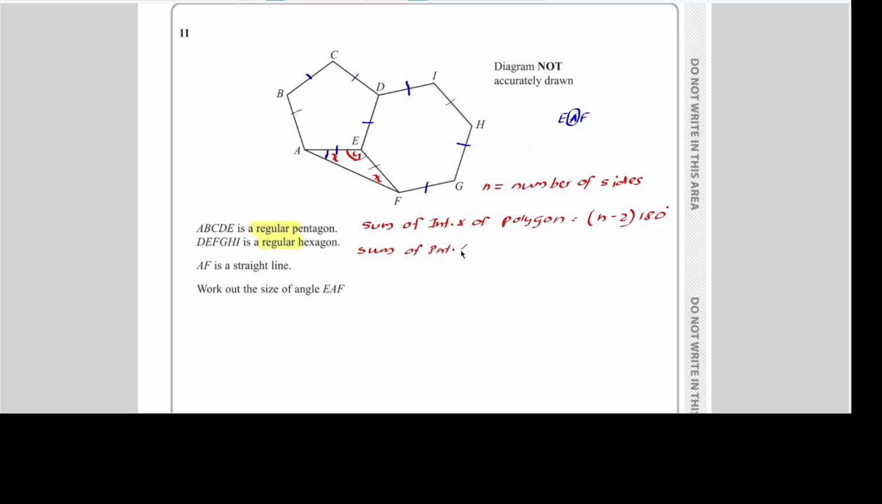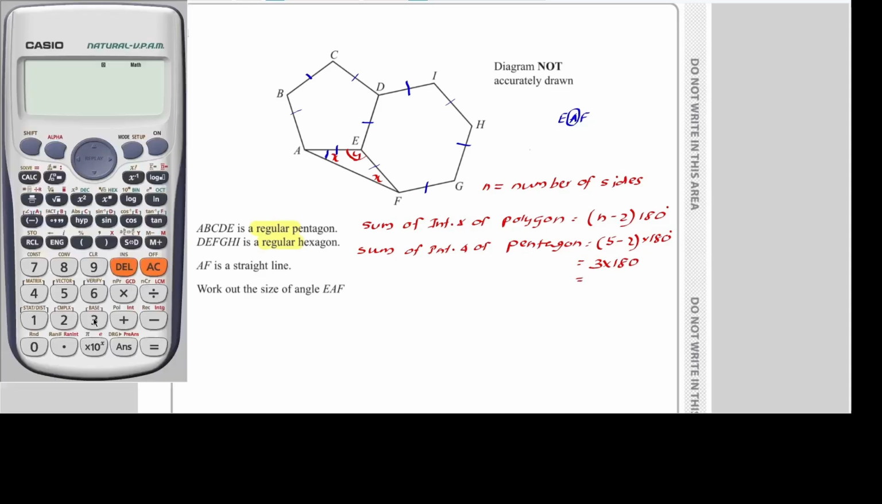Then let's get the sum of interior angles of a pentagon equals n, the number of sides, 5 in the pentagon. You can count it 1, 2, 3, 4, 5. 5 sides. 5 minus 2 times 180, which means 3 into 180, which becomes 540. So it is 540 degrees.